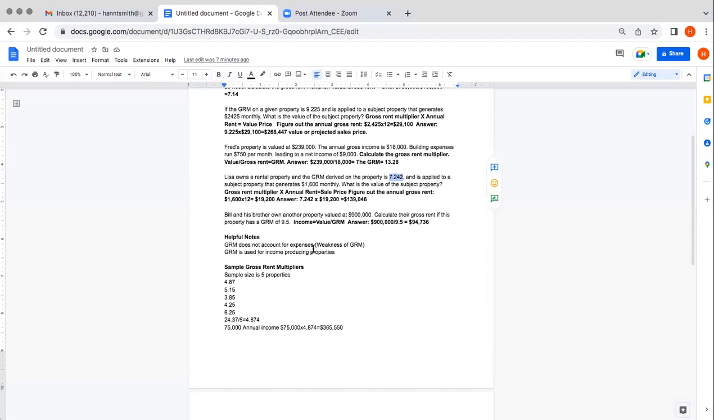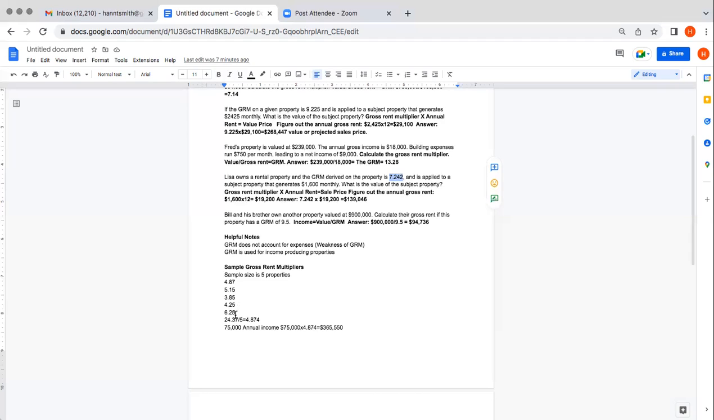multi-unit residential properties. Now, below here, right here where it says sample gross rent multipliers, the sample size is 5 properties. My first property is 4.87. The second property that I analyzed is 5.15. The third property I analyzed is 3.85. The fourth property I analyzed is 4.25. And then the last one was 6.25.